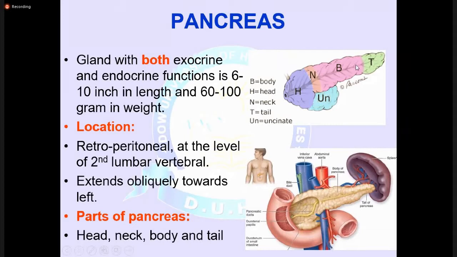The tail is directed towards the hilum of the spleen. So this is the direction, from the right it moves towards the left side, where the head gradually tapers to the neck and body, and then you have the tip of the pancreas, the tail, directed towards the hilum of the spleen. Another process, which arises from the medial aspect of the head of the pancreas and is slightly diverted inferomedially, is the uncinate process of the pancreas.